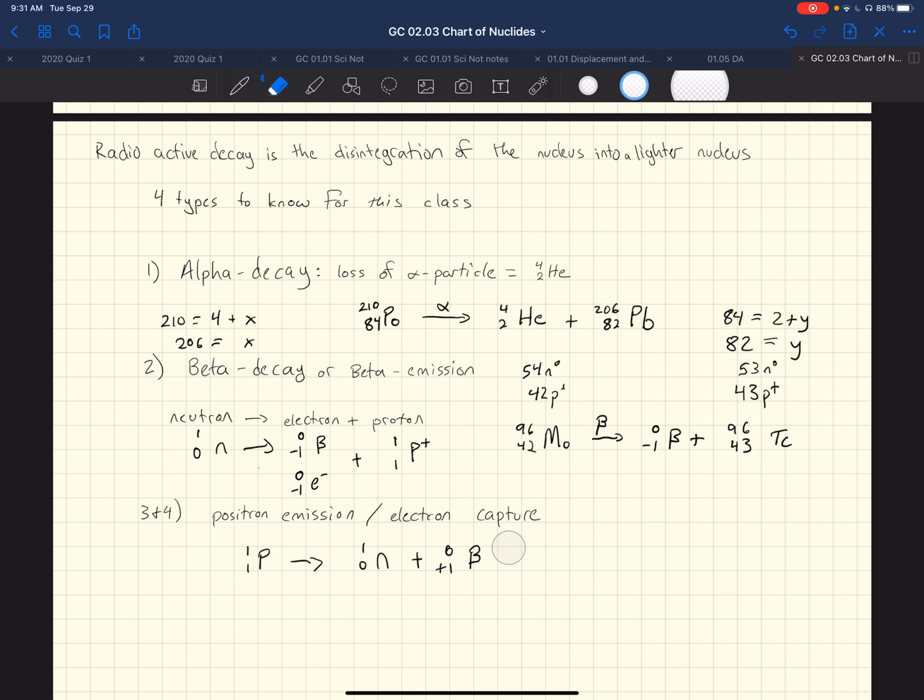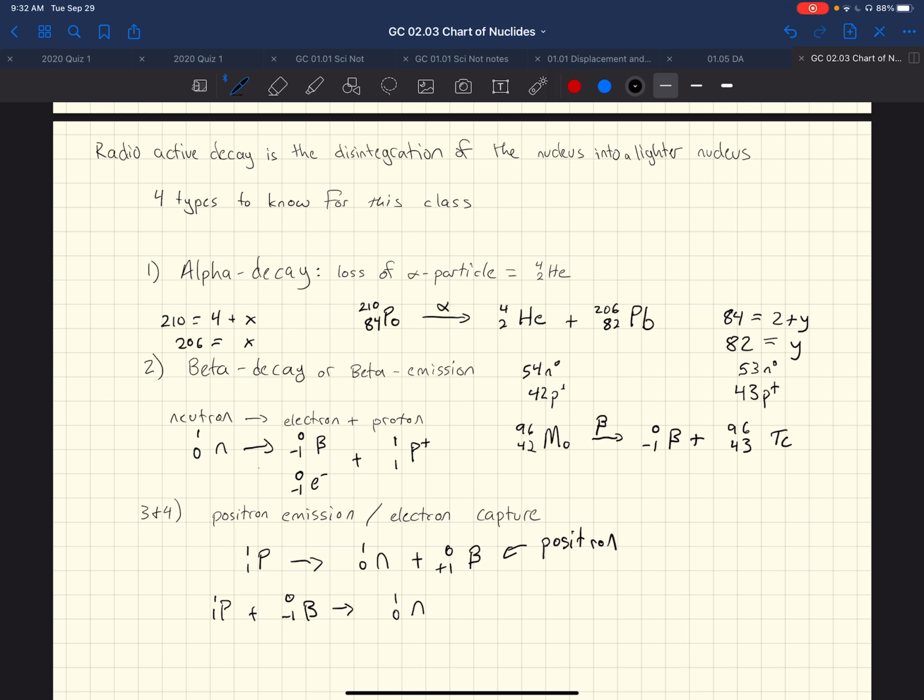Okay, so this is a positron. Now, the other way that you could do this is with an electron capture, where you take that proton and a high energy electron goes into the nucleus and hits a proton. And when it does that, they merge and they form a neutron. So those are the types of radioactive decay that you need to know.